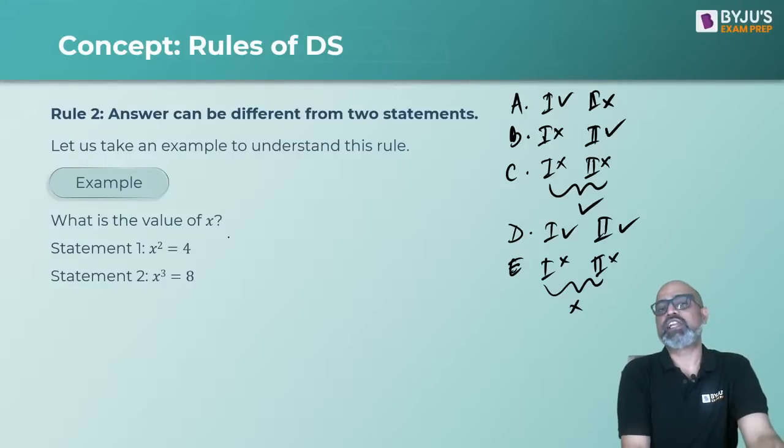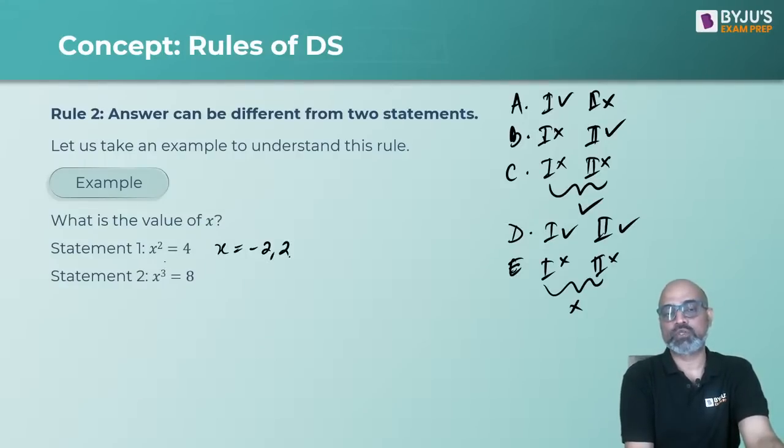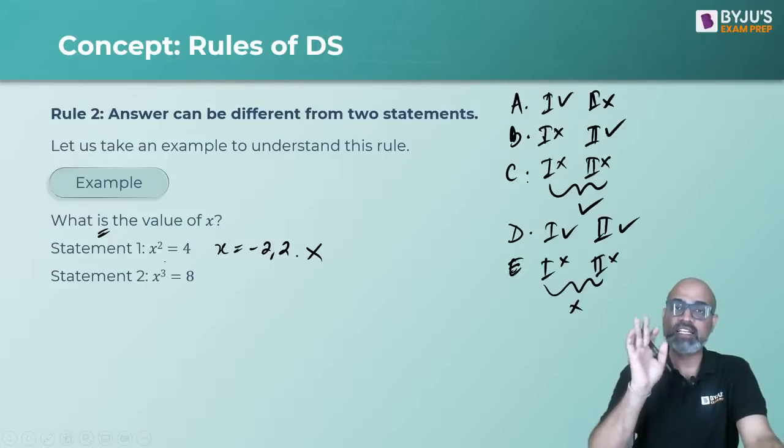So what is the value of x? The first statement gives you x square is equal to 4, so I'll get x is equal to minus 2 and 2. Did I answer this question? No. Is था ना, दो कैसे दे रहे? So the moment the first one is striked out, the answer can't be A or D. So people who are answering D, नहीं है D.